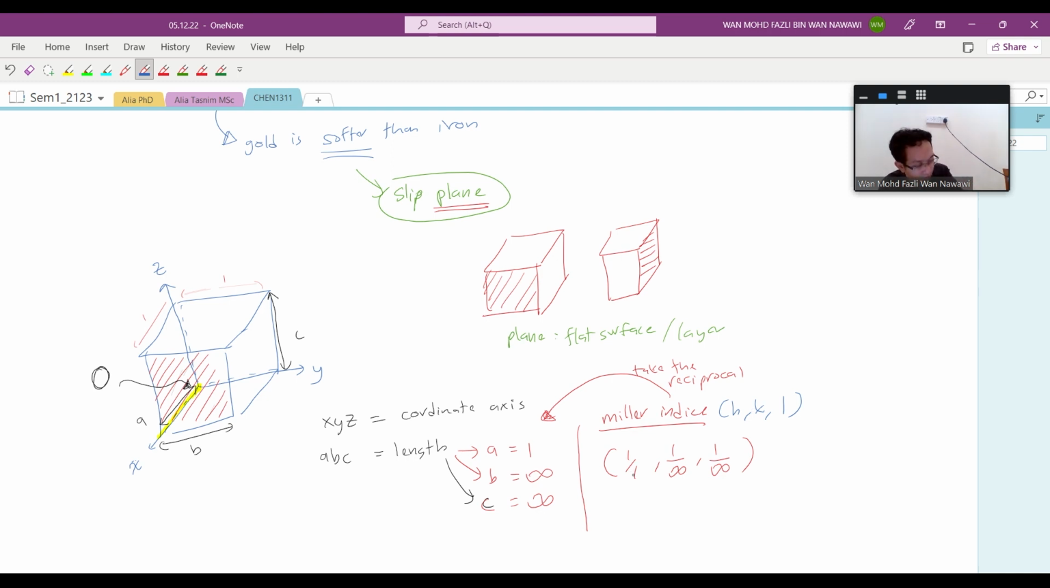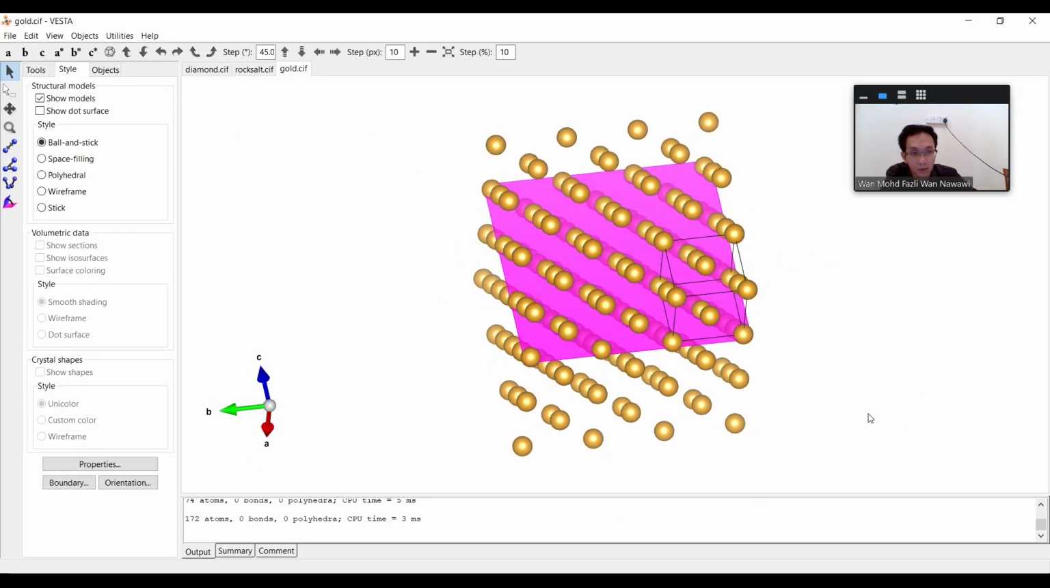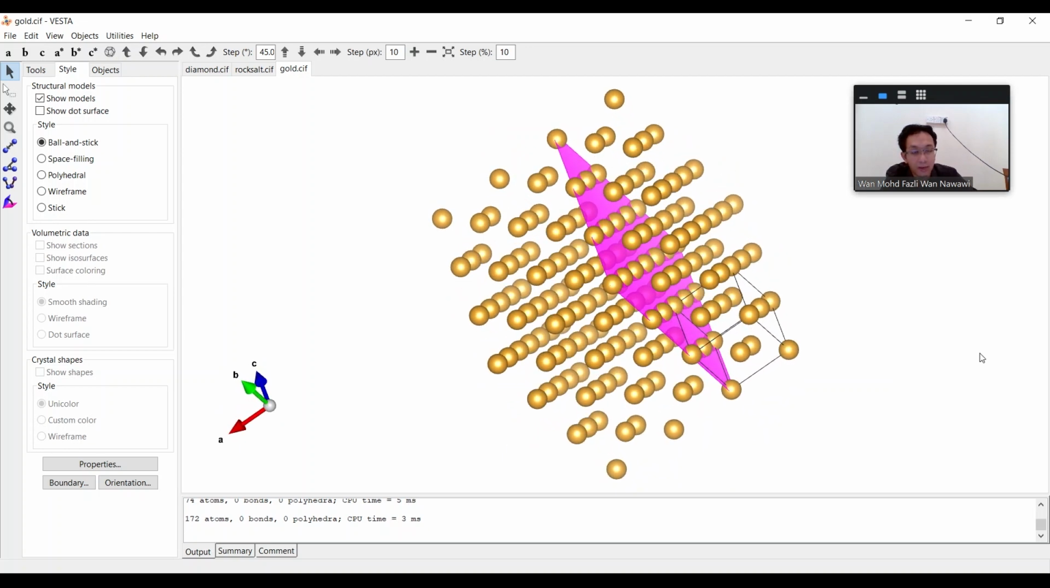The one that I circled in blue comes from this ABC. So you take the reciprocal for this, and what you get is 1, 0, 0, because 1 over infinity is 0. That's why you get something like this. 100 is basically the plane.